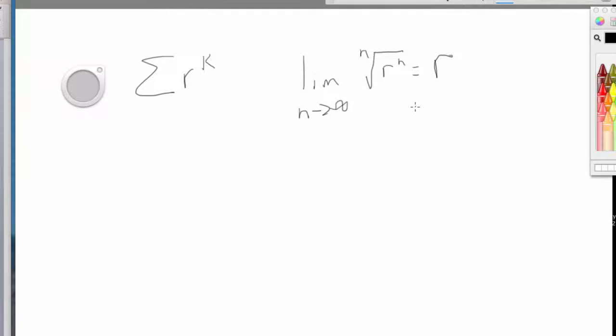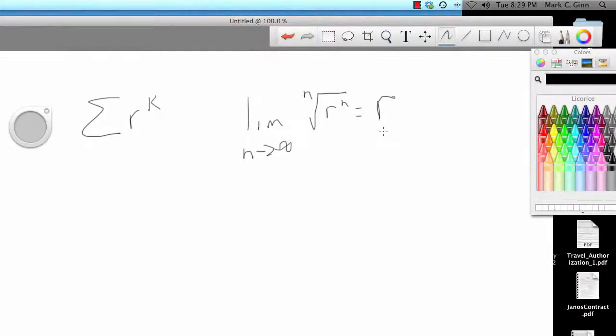Looking at this again with the geometric series, if we have the sum of r to the k, then I'm looking at the limit as n goes to infinity of the nth root of r to the n, and that is just r. And so again, if r is less than 1, the series converges. If it's greater than 1, it diverges. Otherwise, if it's equal to 1, for the geometric series it still diverges, but we can see the test fails.